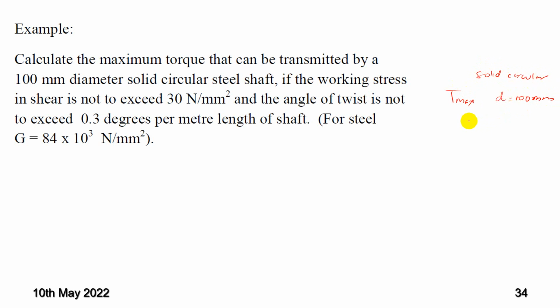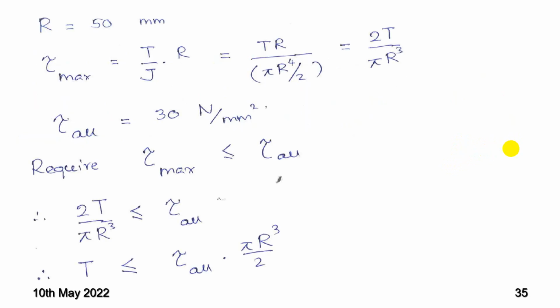The working stress should be less than or equal to 30 Newton per millimeter squared. The angle of twist, theta over L, should not exceed 0.3 degrees. So R is 50 because D is 100.